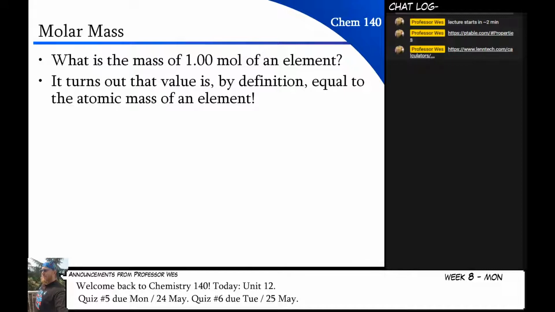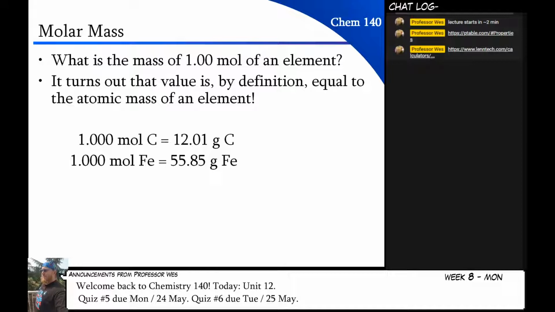So if I want to know the mass of 1 mole of an element, it turns out that on the periodic table, the atomic mass tells you that information. So for instance, if I look up carbon on the periodic table, 1 mole of carbon is just the number that is given as its mass number. 12.01 grams is 1 mole. For iron, 55.85 grams of iron is 1 mole.